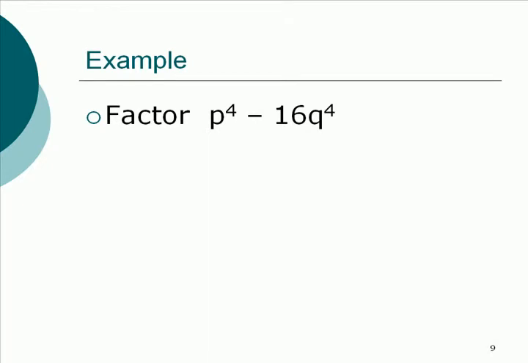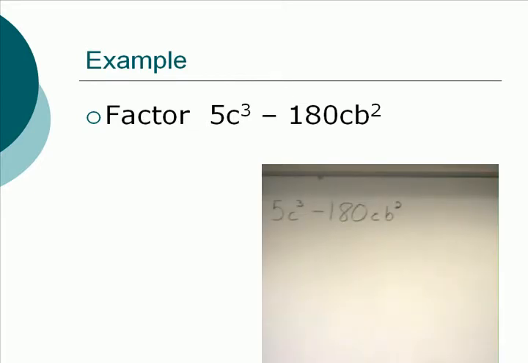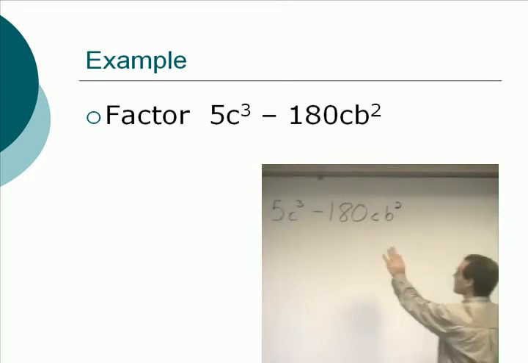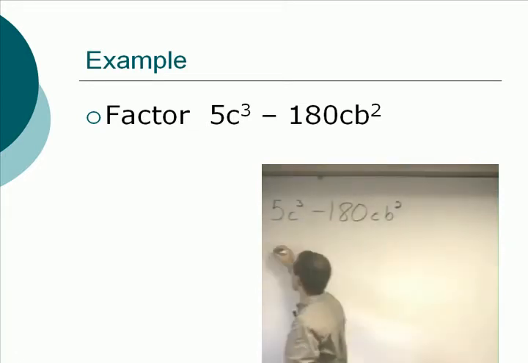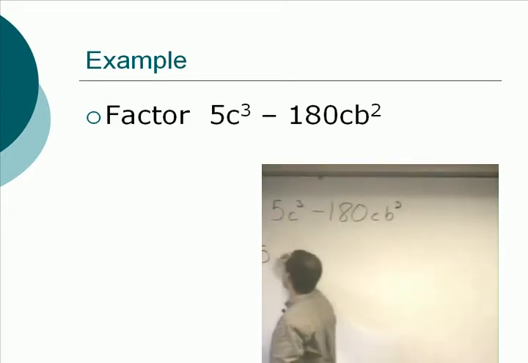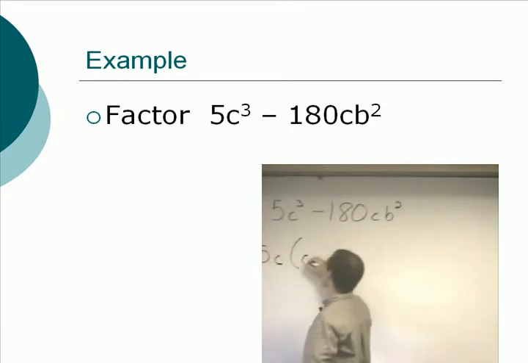Good. All right, one more of these, and then we're going to go on to the third case. Factor 5c to the third minus 180 cb squared. Well, this is getting to be a boring question. What's the first thing you do? Greatest common factor. Here you've got a factor of 5 and a factor of c that we can pull out of both of those. So we're going to have 5c, and what's going to be left?